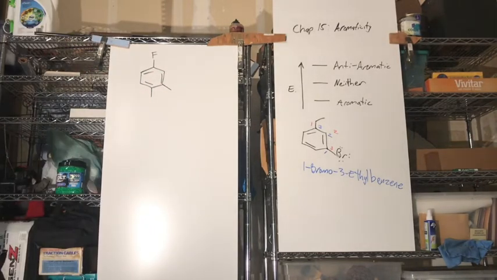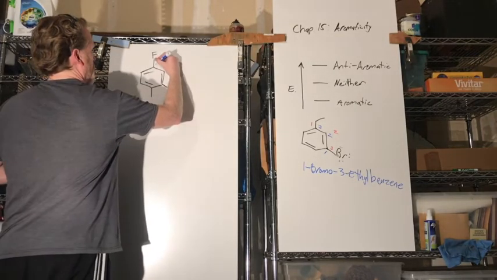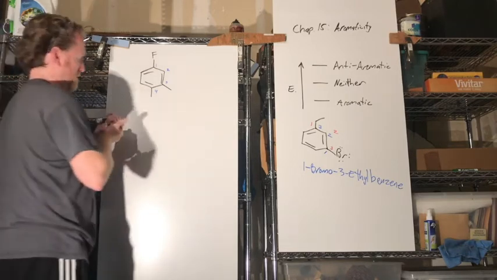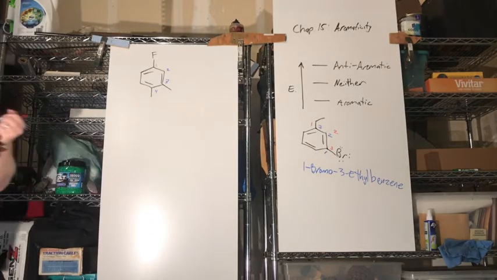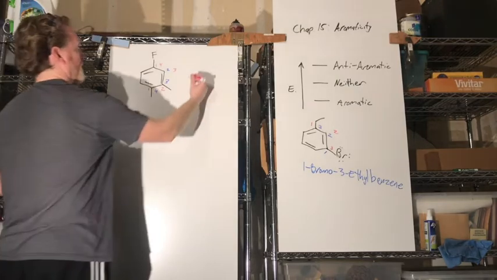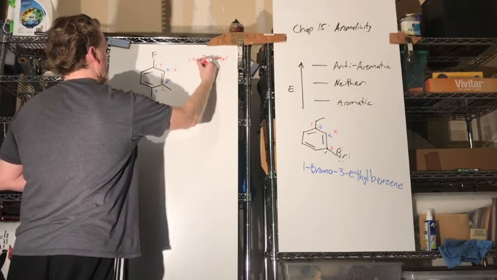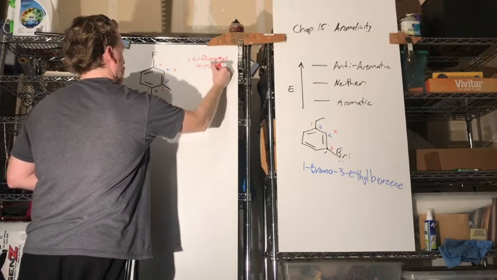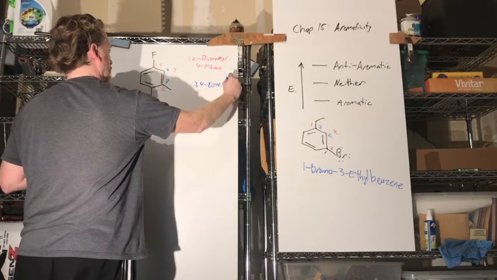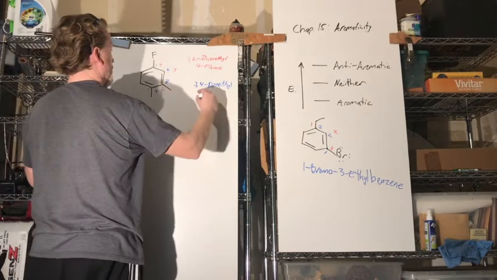Okay, so what do you think the best way to number this ring is? Should I start with the fluorine or one of those methyls? Well, if I start with the fluorine, 1, 2, 3, 4, I can get a substitution at 1, 3, and 4. But it turns out that one's not right. According to the rules, the better numbering is 1, 2, 3, 4. So with the red numbers, I've got a 1,2-dimethyl and also a 4-fluoro. For the blue numbers, I've got a 3,4-dimethyl and a 1-fluoro.